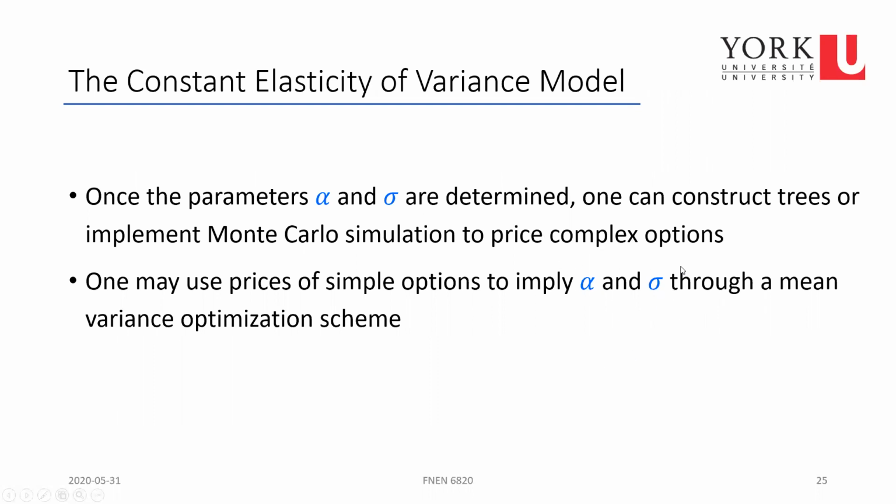In many cases, when you have a whole set of calls and puts, in order to recover alpha and sigma, you can't just determine one first and then determine the other. Most of the time you will have to determine both of them simultaneously through some sort of numerical optimization scheme.